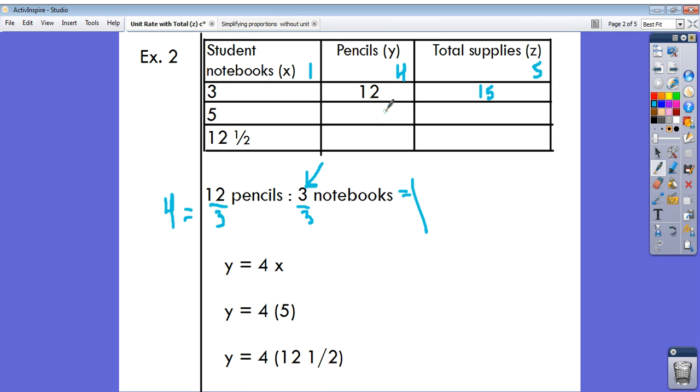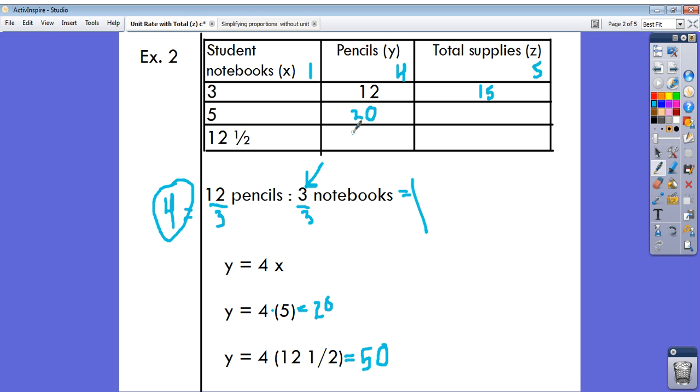How do I find the rest of my y? Well, I'm going to use our equation. We have y equals 4x, right? Instead of writing x, I'm plugging in my numbers from my x column. So y is 4 times 5. What is 4 times 5? The answer is 20. Right in the middle. And I should write that on my paper as well. Next, 4 times 12 and 1/2. The correct answer is 50.